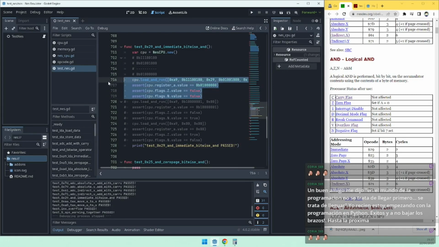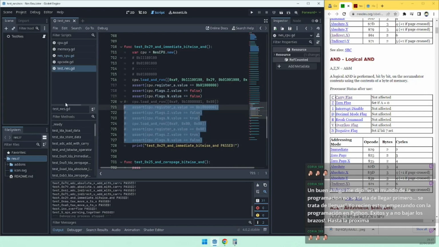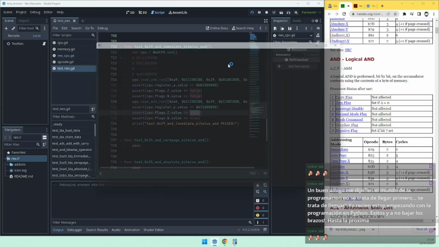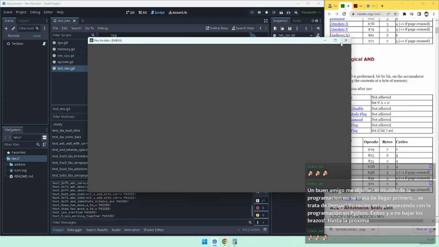The next one, I will delete this one. One that causes a negative, that will be this and this, and it's negative but non-zero. Try it. Cool.